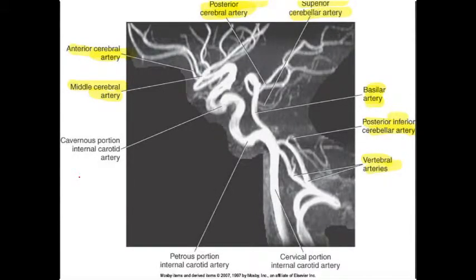So here we have the internal carotids, and we have the vertebral arteries. Notice how much larger the internal carotids actually are. And then we have the anterior cerebral arteries, posterior cerebral arteries.